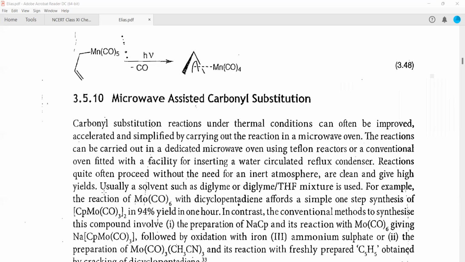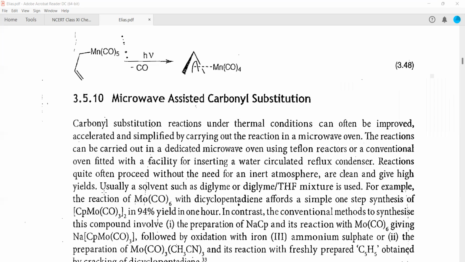For example, the reaction of hexacarbonyl molybdenum with dicyclopentadiene is a simple one-step synthesis of [CpMo(CO)3]2. So it's a dimer, with 94% yield in 1 hour. Have I told you? These microwave assisted reactions are quite fast. You are getting 94% yield in one reaction in 1 hour only.